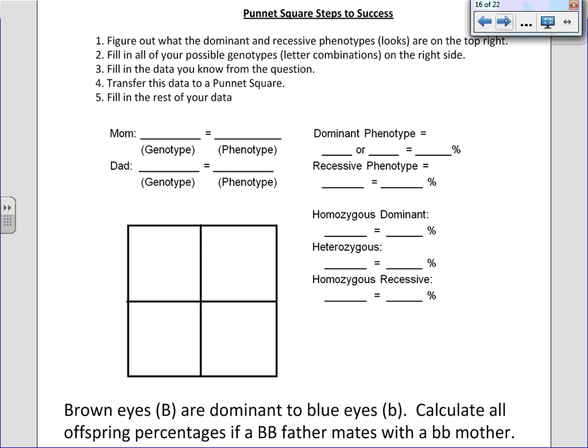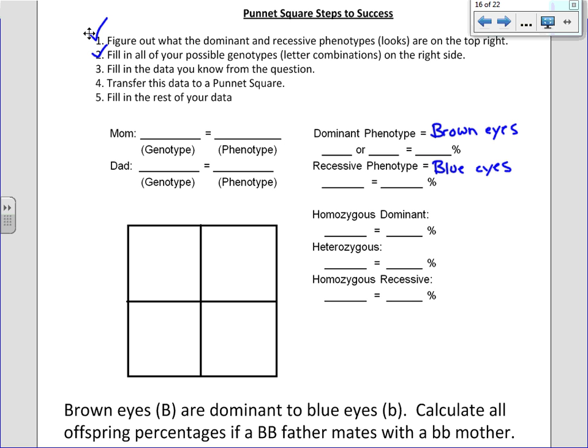We're going to start off with the first one. Number 1. Figure out what the dominant and recessive phenotypes, so the looks, are on the top right, and we're going to fill them out. In this case, it tells us right in the question, brown eyes, big B, are dominant to blue eyes, little b. So what we'll do is we'll actually write in next to where it says dominant phenotype, we'll write in the dominant phenotype is brown eyes, whereas the recessive phenotype is blue eyes. All right. Look at that. That was easy, right?